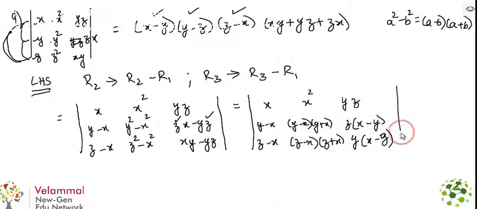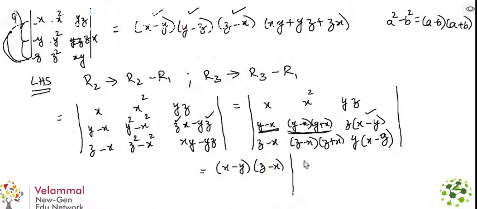Now, can you identify in the second row, x minus y is common, but if I put a minus for this, x minus y can come outside. This x minus y, if I take out, negative 1 will come. So I am going to do that step now. From the second row, x minus y is taken out. From the third row, z minus x is taken out. So what will be left out?